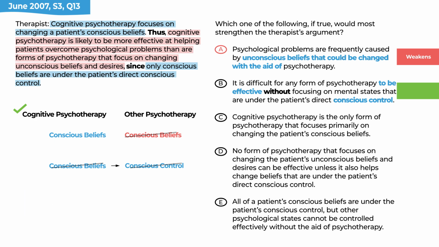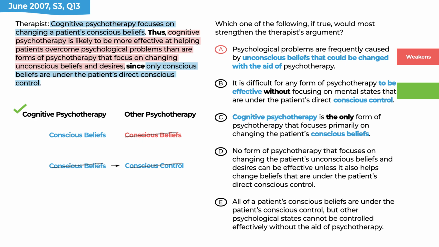Answer choice C says that cognitive psychotherapy is the only form of psychotherapy that focuses primarily on changing the patient's conscious beliefs. So answer choice C is essentially limiting the kinds of psychotherapy that focus on changing a patient's conscious beliefs to just cognitive psychotherapy. So essentially C is saying there are no other forms of psychotherapy other than cognitive psychotherapy that focus on conscious beliefs.